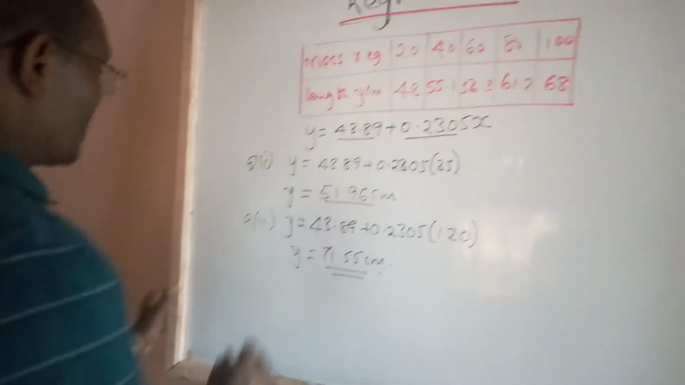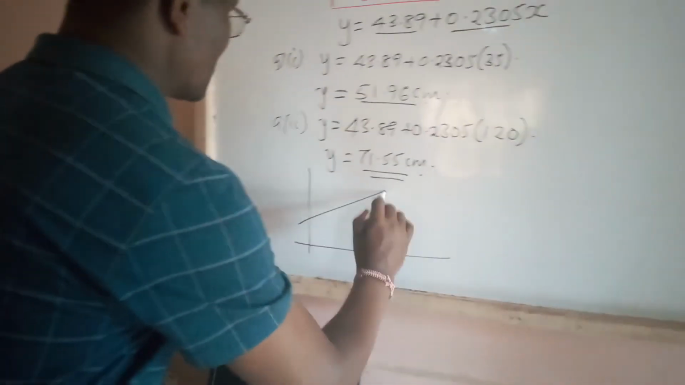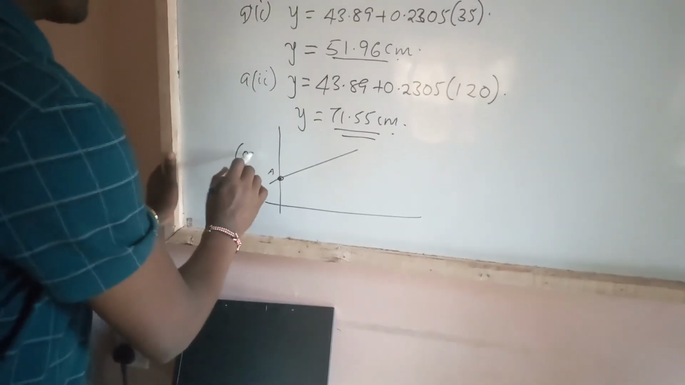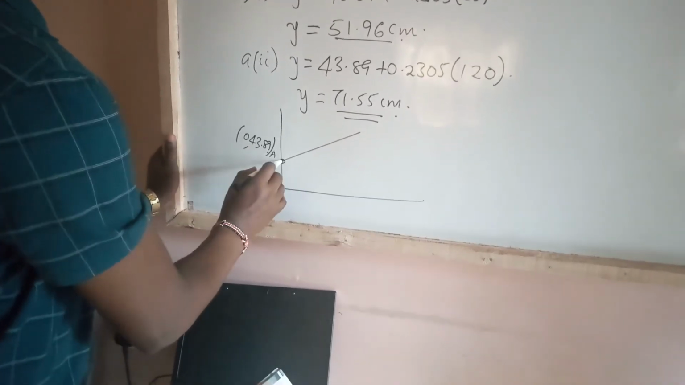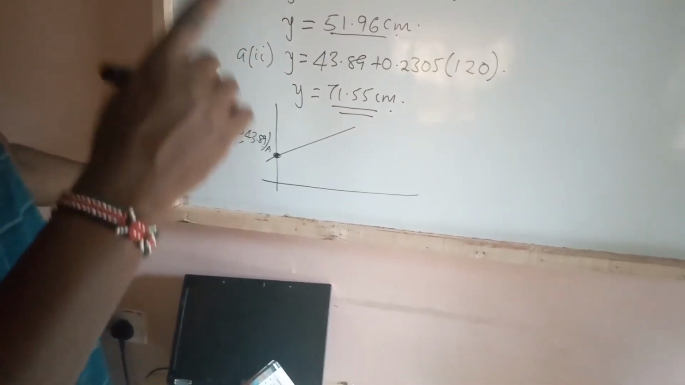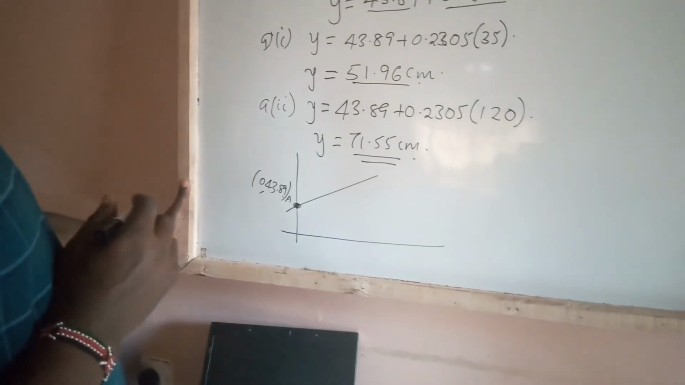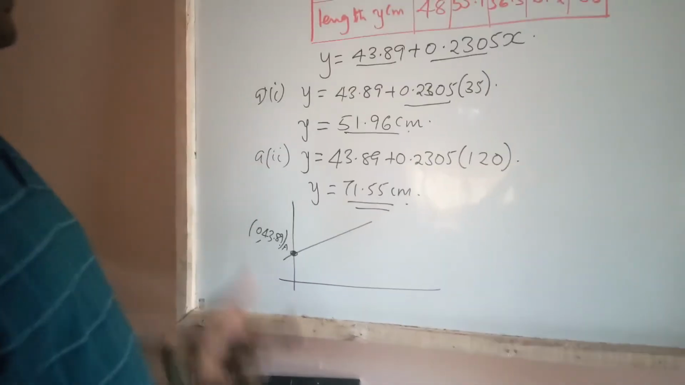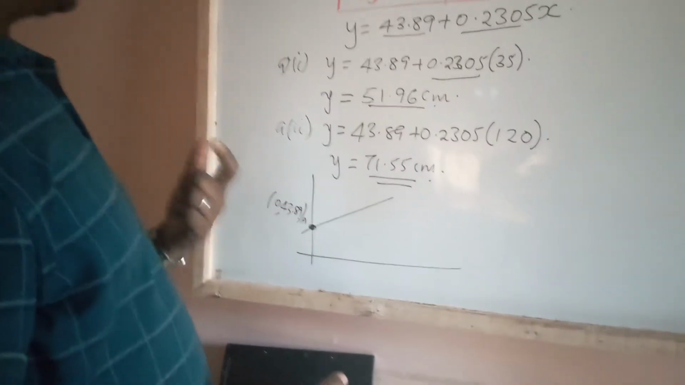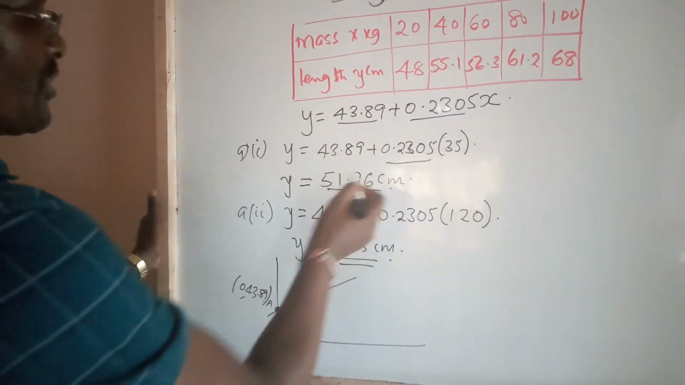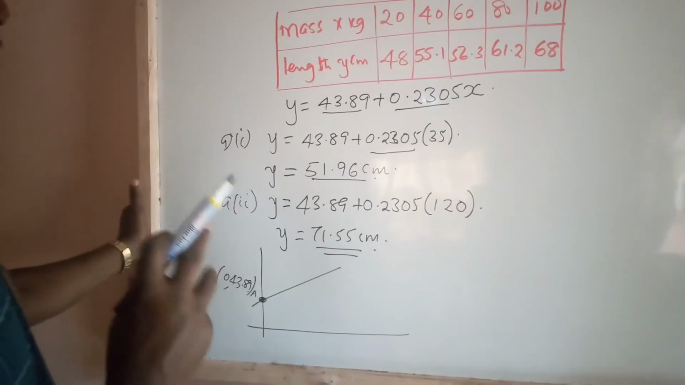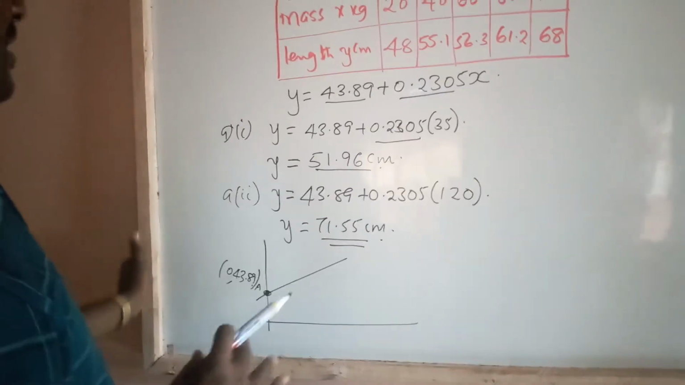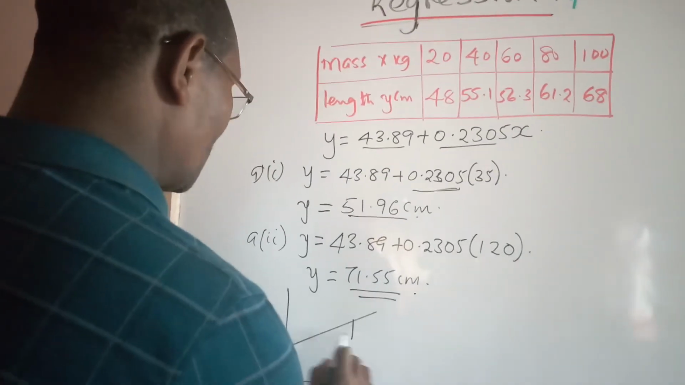If you were to sketch a graph that looks like this, then this particular point, call it point A, the coordinate of that should be (0, 43.89). So this is the y-intercept, explaining the length of the spring when no mass is placed. What about 0.2305? This is the rate at which y increases for every kg increase in x. It's called the gradient. 0.2305 is the rate at which y increases with each and every kg of x. It is the gradient.